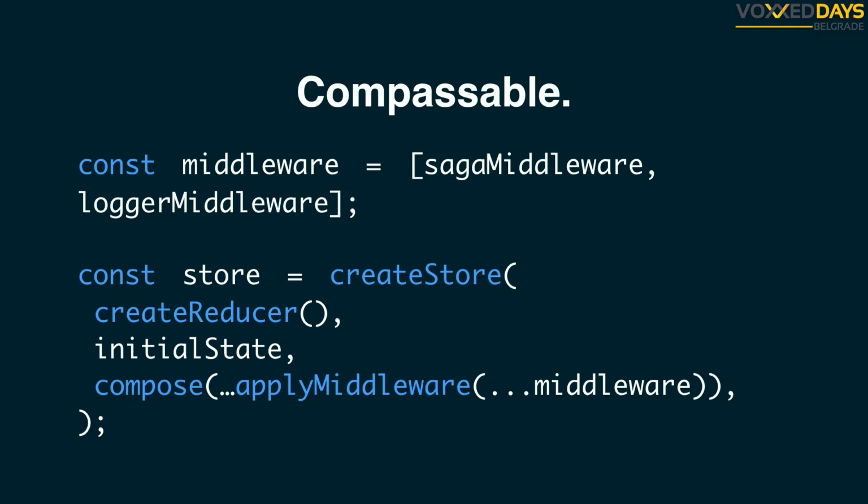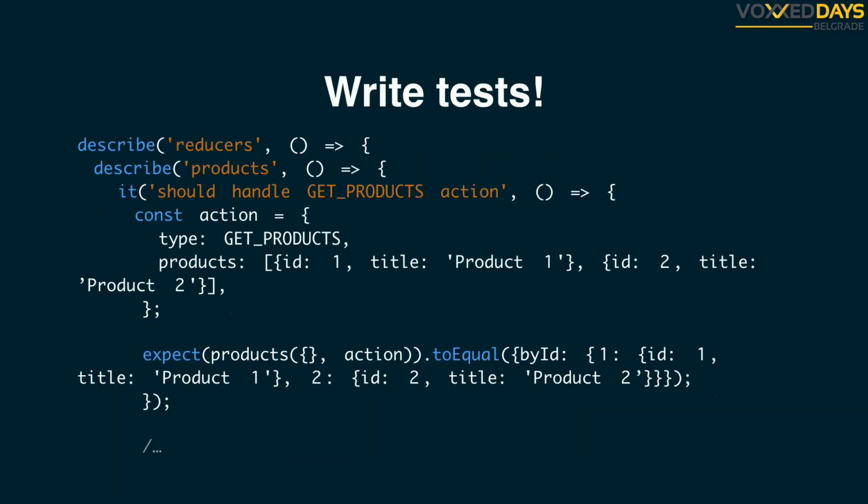And what this is basically is middleware, an array of functions like saga middleware and logger middleware. And we're using compose along with applyMiddleware. This is a cool little feature in ECMAScript 6. And we're basically applying all of our middleware in this step. Pretty cool.